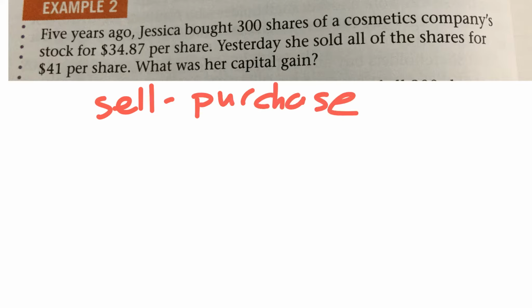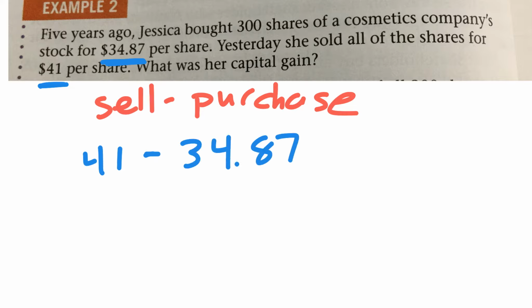Okay, so there's a couple of different ways you can do this. The way I think I would do it, she sold each share for $41, so I would put that in there. And then she bought each share for $34.87, so subtract that from that value. You should get $6.13. This is how much she gained per share.